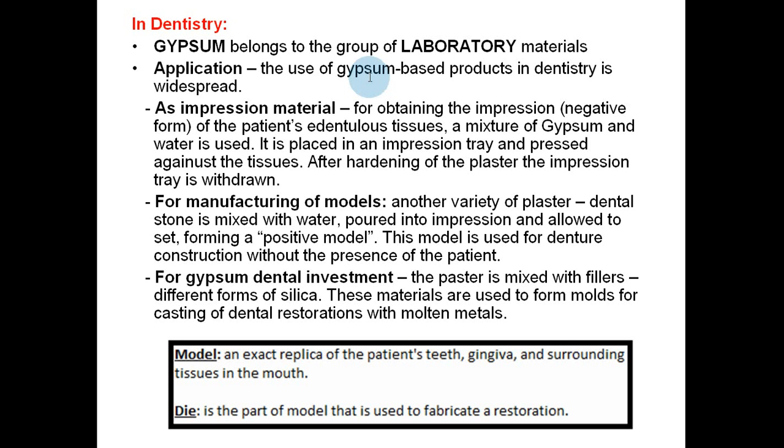It is also used for manufacturing of models. Another variety of plaster, dental stone, is mixed with water, poured into impressions, and allowed to set, forming a positive model. This model is used for denture construction without the presence of the patient, and also for gypsum dental investment. The plaster is mixed with fillers, different forms of silica. These materials are used to form molds for casting of dental restorations with molten metals.